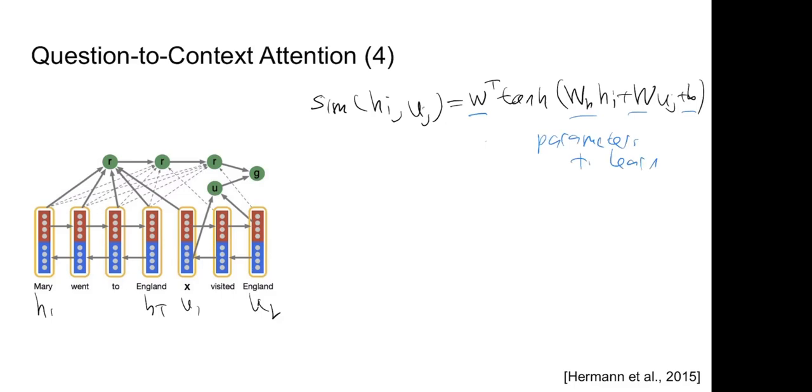But I told you that this is not the only way to compute the similarity between two vectors or two, I would say, tokens, right? So I also told you that in Luong et al. in 2015, they instead used this definition. It's much simpler, which is HI, some W to learn, and UJ, maybe bias too. And of course here, these are parameters to learn.